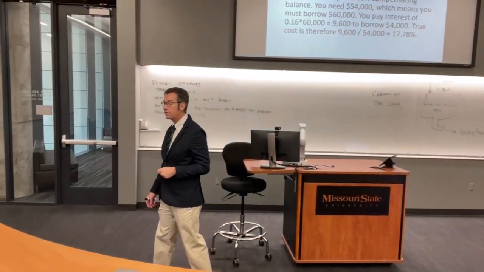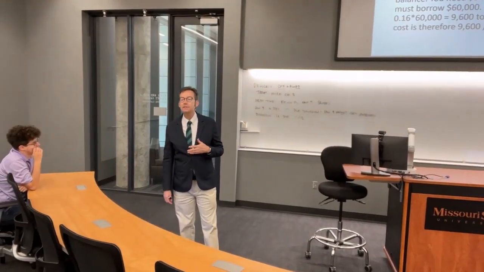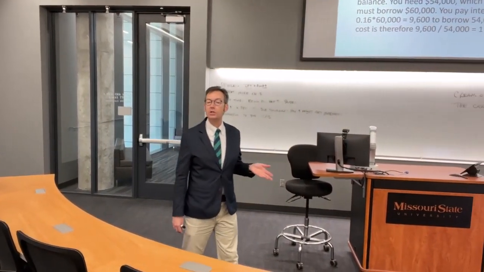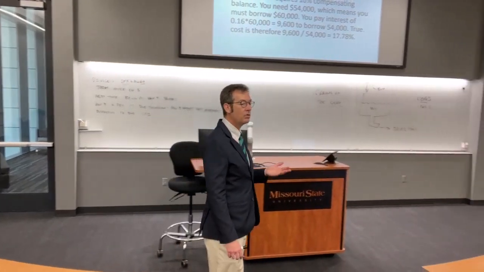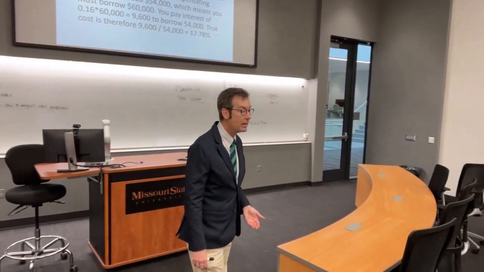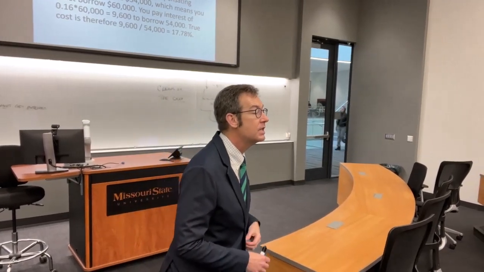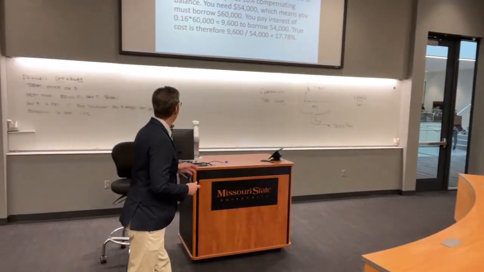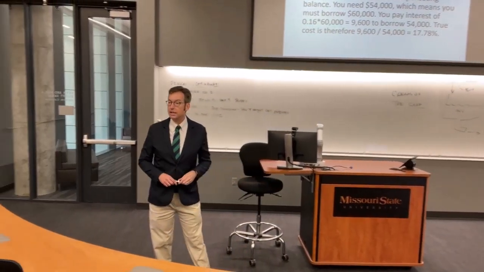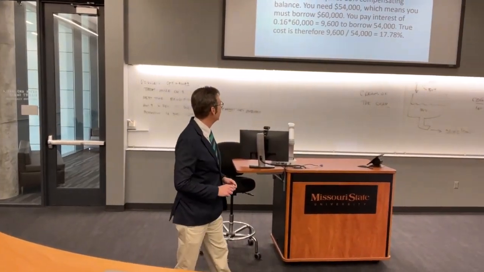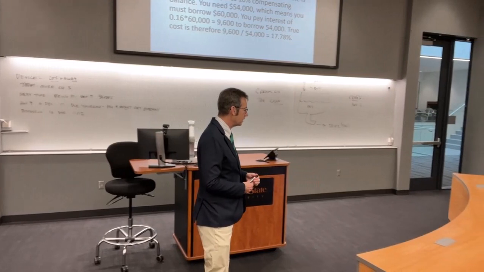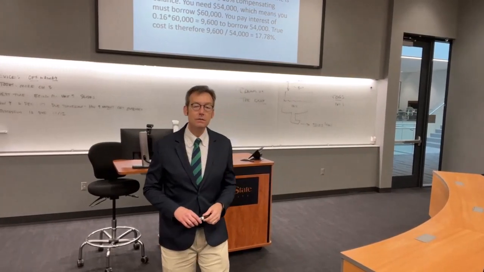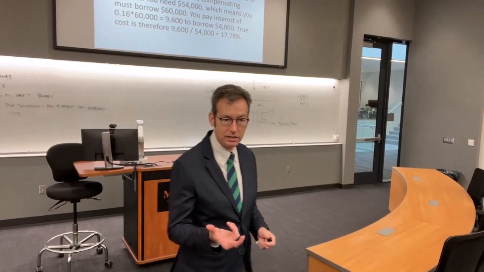I need $54,000. If I need $54,000, how much am I going to have to borrow? Well, we know that $54,000 represents 90% of the amount that I need to borrow. So I'm just going to take $54,000 divided by 0.9. And that's going to tell me that I actually need to borrow $60,000. And so I'm going to go ahead and borrow $60,000, and I will be paying 16% on that $60,000. And so that means I'm going to be paying $9,600 a year to borrow $54,000. That's the amount of money I actually receive.